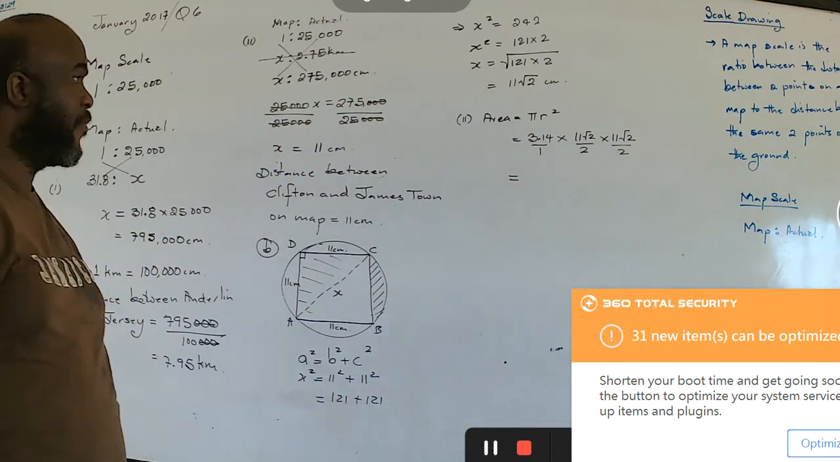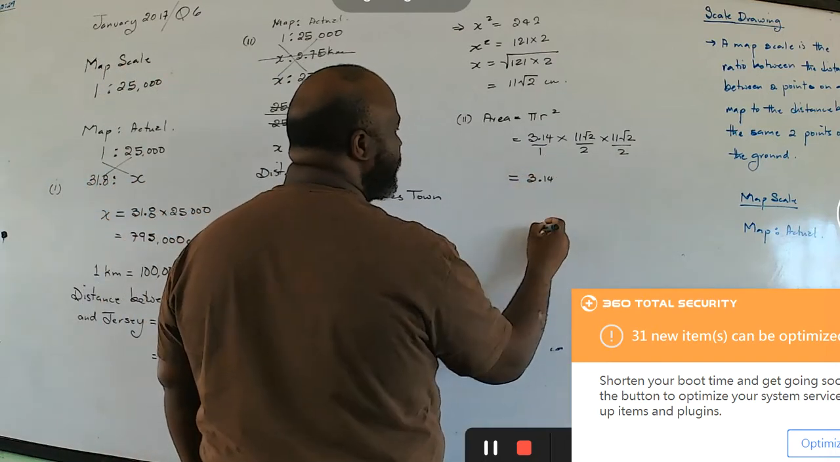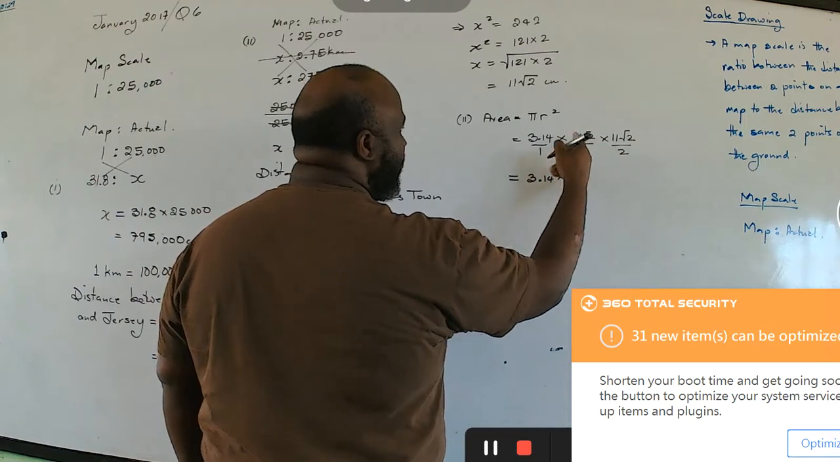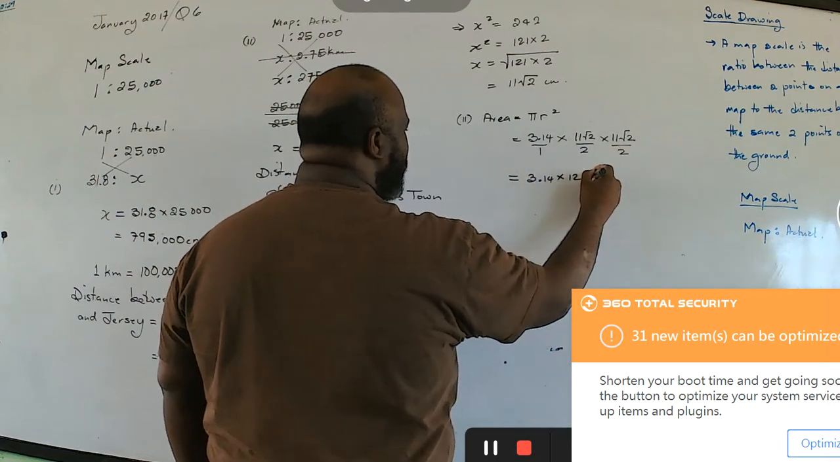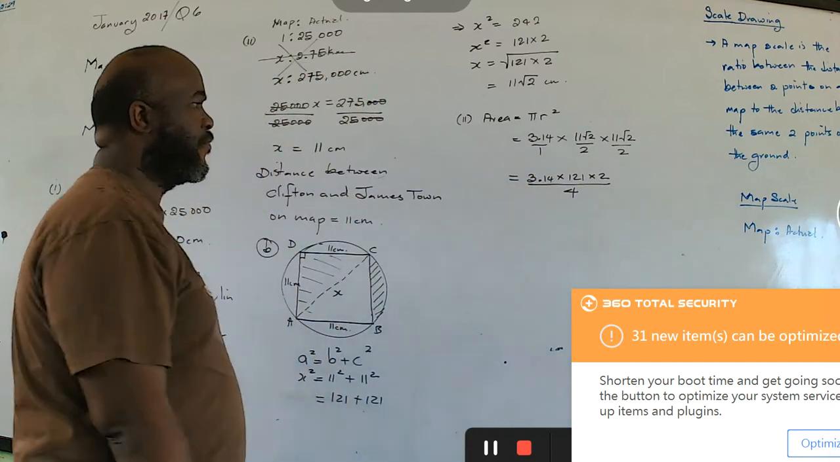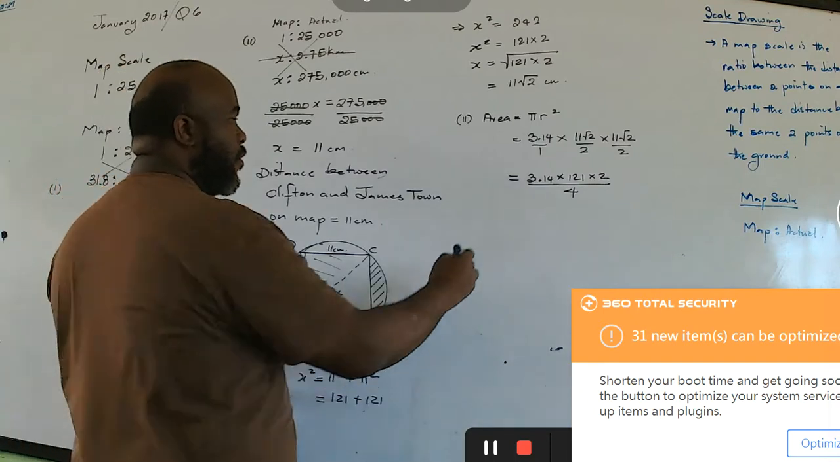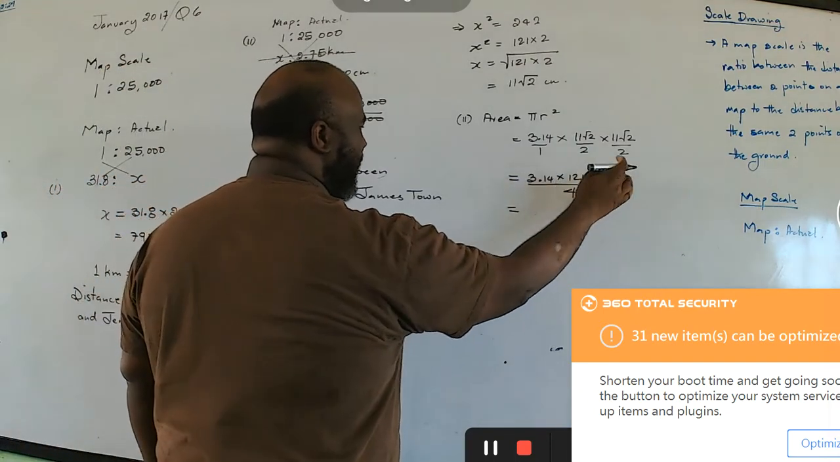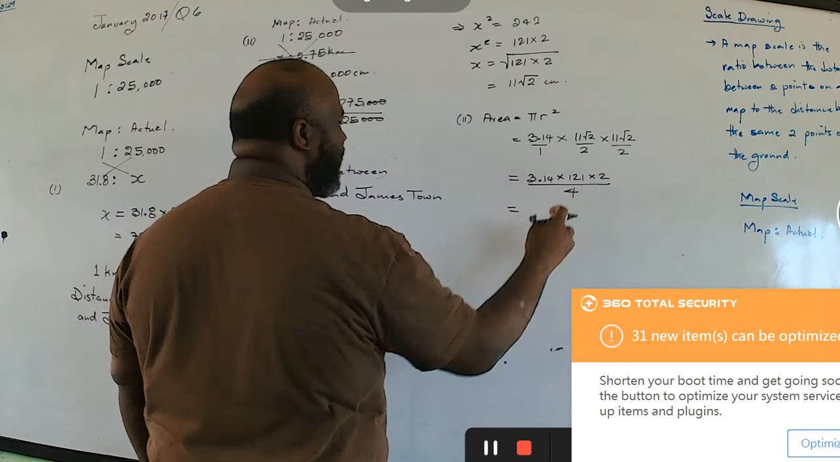Are you ready? This is 3.14 times what? 11 times 11 is 121. Root 2 times root 2 is 2. All over 4. Multiply this by that and divide by 4 and tell me what you get.